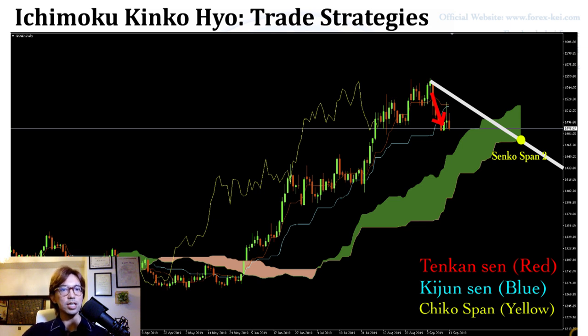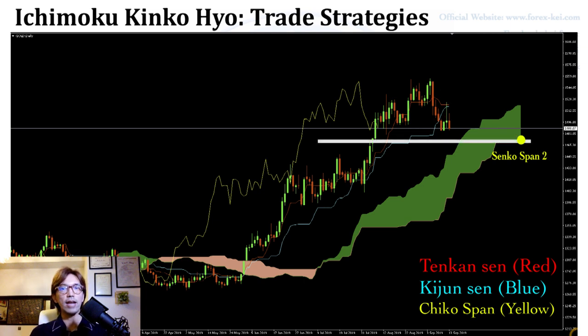So what can you expect afterwards? If the price goes just straight down to this line of Chiko Span 2, and if it breaks it downwards even before this day, chances are the price might be going backwards for real, as you can see the head and shoulder pattern here. But if the price is supported by the Chiko Span 1 or even on this support line here, then the price keeps going up.